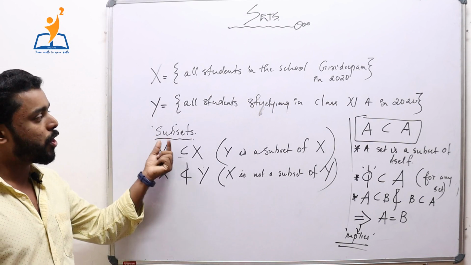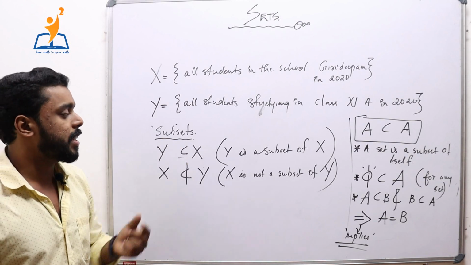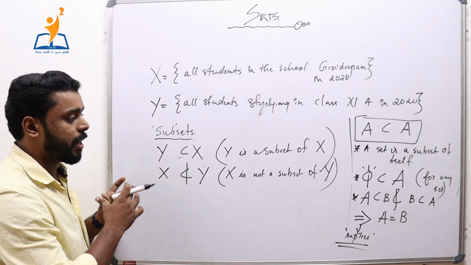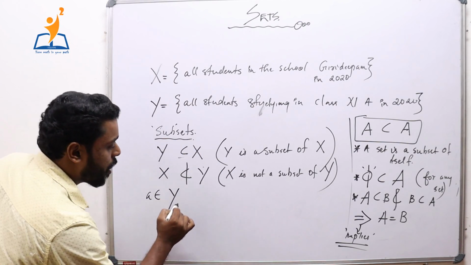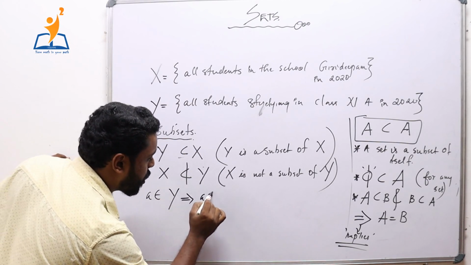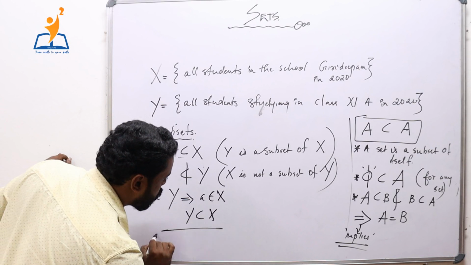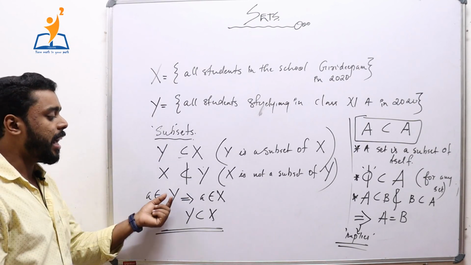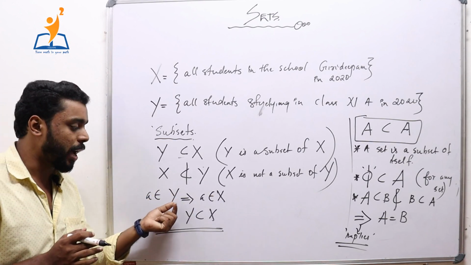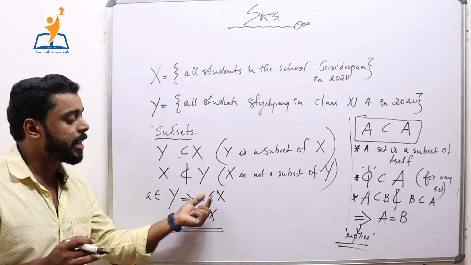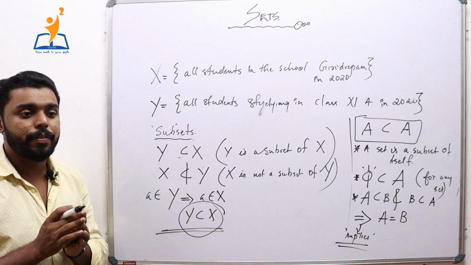And what we mean by a set being a subset of another set is that every element of the set Y must be in the set X. We can write the definition in mathematical terms as: when a is an element of Y implies a is an element of X, then we can say that Y is a subset of X. So remember the definition of the subset of X: a element of Y implies a element of X, then Y is a subset of X. Whenever an element is in Y, and that same element is in the set X, then we can easily say that Y is a subset of X. That is the definition of the subset.